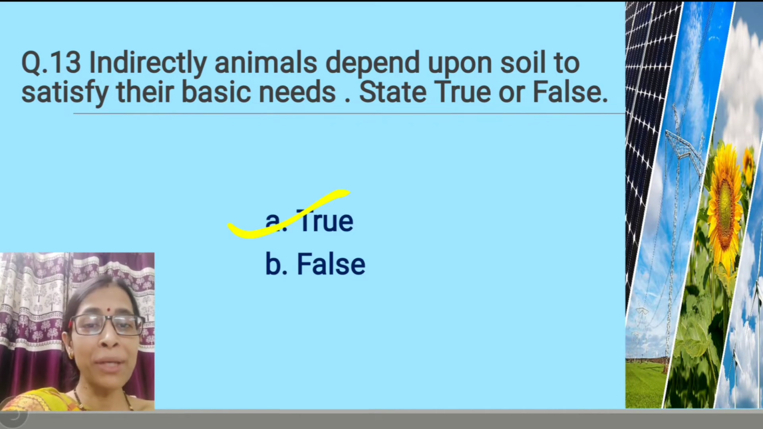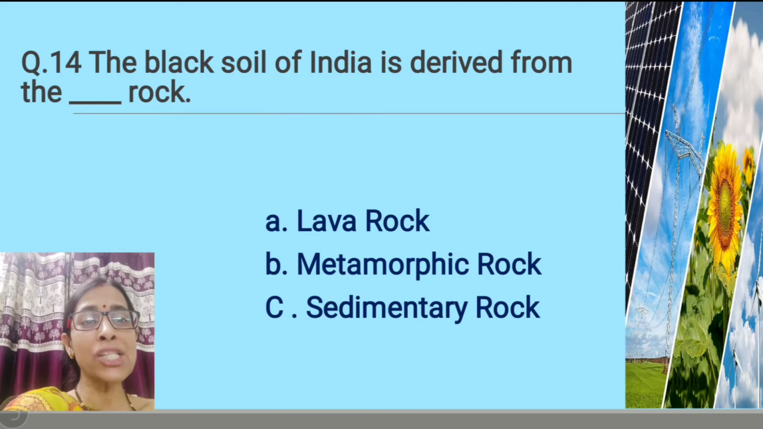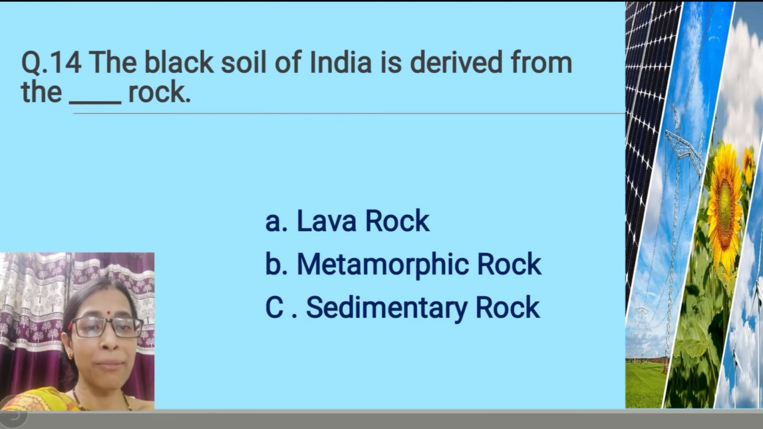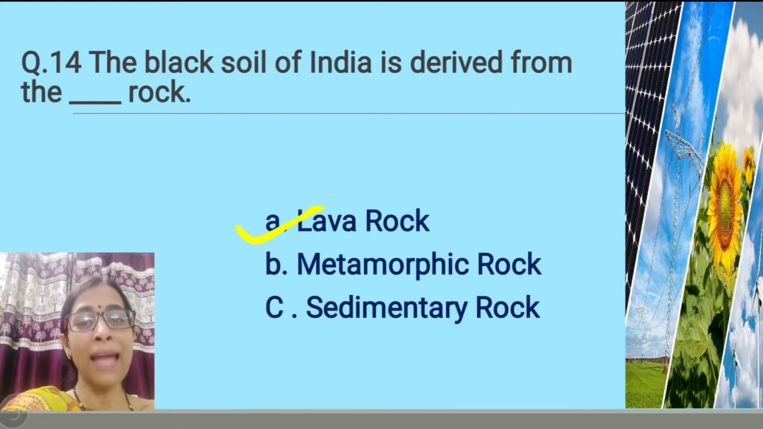Like human beings, animals are also depending on the soil. They are also indirectly depending on it. That is true. Question number 14. The black soil of India is derived from the dash: lava rock, metamorphic rock, sedimentary rock. The correct answer is option number A, lava rock.